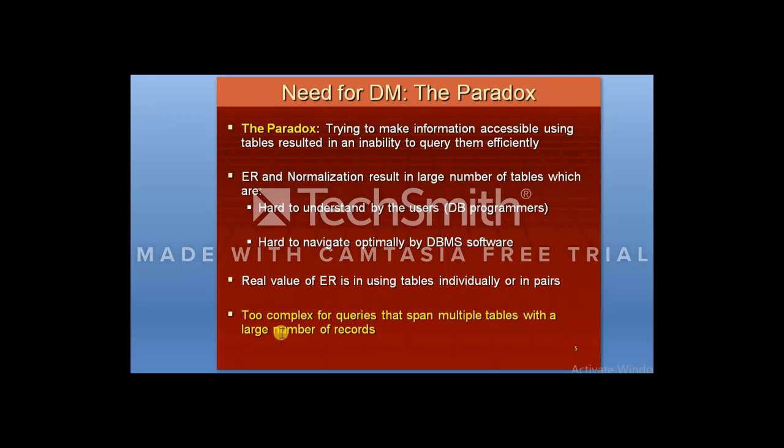Again, it is too complex for queries that span multiple tables with a large number of records. When you have multiple tables inside a database, and each table contains millions and billions of rows, it will be very difficult for a database using an ER model to provide us the results in a quicker time.